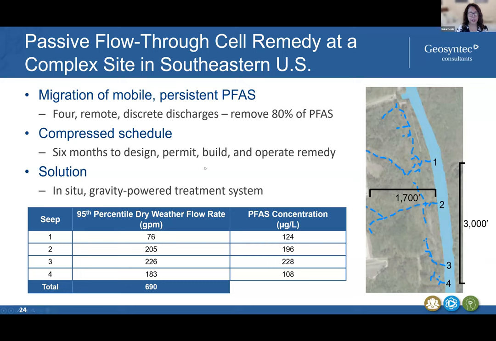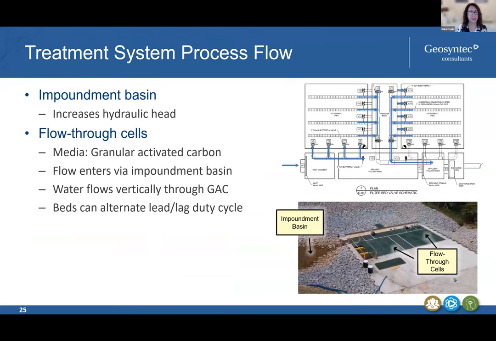The solution there was to try and design an in-situ gravity-powered treatment system that relies on adsorption. And we were trying to capture the flow from 4 seeps at the site that were discharging into the river, with concentrations of PFAS from 100 to roughly 230 micrograms per liter in those surface water seeps. So what we did is we designed an impoundment basin that captured the flow from the 4 seeps, and then the impoundment basin drained to 2 flow-through cells with granular activated carbon.